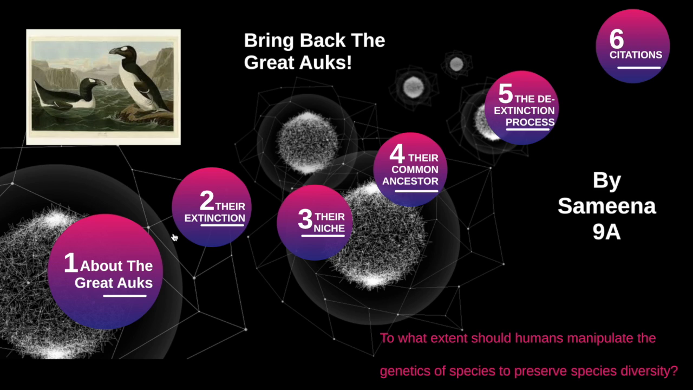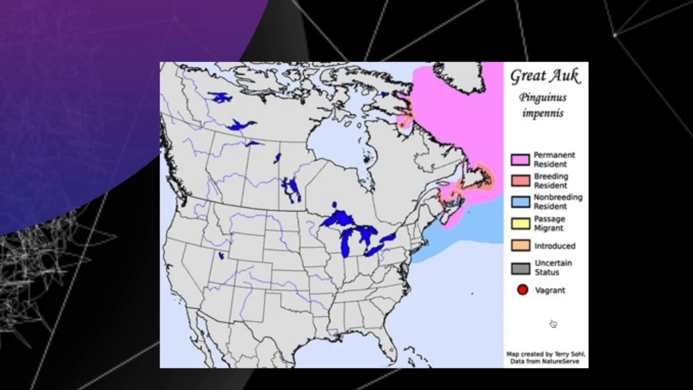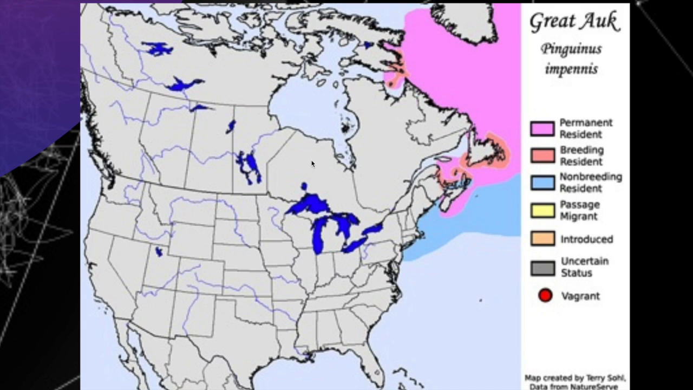First, I'd like to talk about the great auks. The great auks became extinct in the year 1844. Their scientific name is Pinguinus impennis. They are 75 centimeters high and weigh 5 kilograms. They ranged across the Atlantic from northern Europe to Iceland, Canada, and the eastern United States. This picture shows their habitat range in North America.